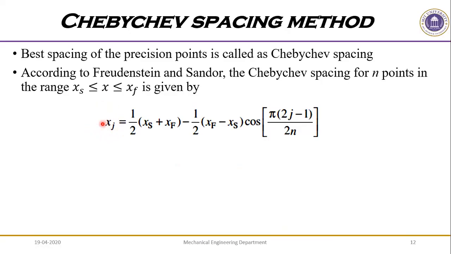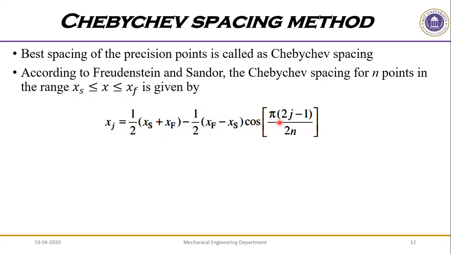Xj indicates the precision point. Means first precision point, second precision point, third precision point, fourth precision point. This j indicates number 1, 2, 3, 4 up to n. How many precision points do you require? Xs is what? Starting point of a given range. See over here, xs is less than x is less than xf. In between them, we have to find out the precision points. So xs is the starting point, xf is the final point. Minus 1/2 (xf minus xs) means delta x, the given range, final minus initial.